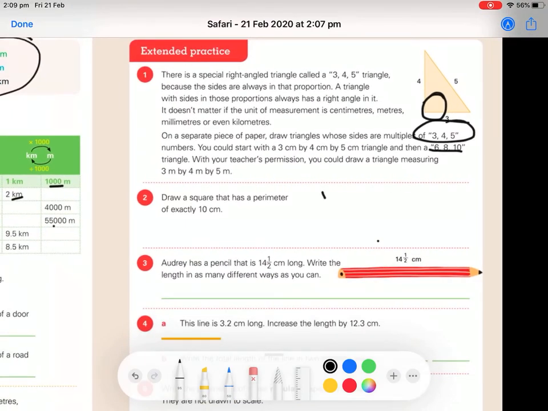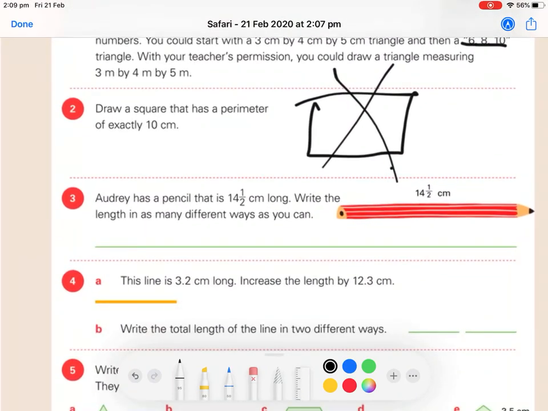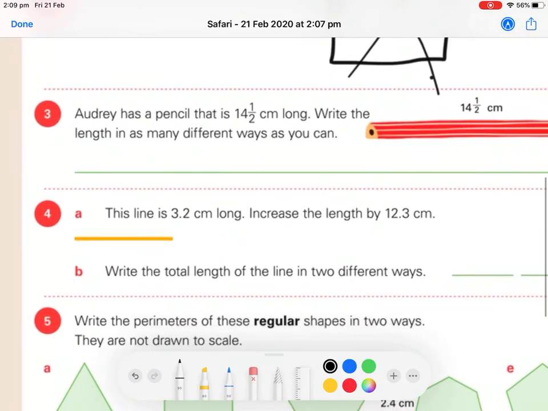Draw a square that has a perimeter of exactly 10 centimetres, so you have to work out how to draw a square, that's a rectangle, with exactly 10 centimetres. Audrey has a pencil that is 14.5 centimetres long. Write the length in as many different ways as you can. So I'm thinking, 14.5, 140, okay, 145, giving you a few clues there.